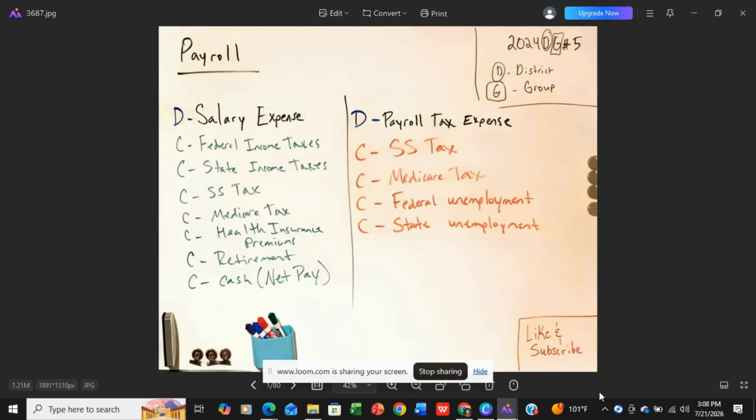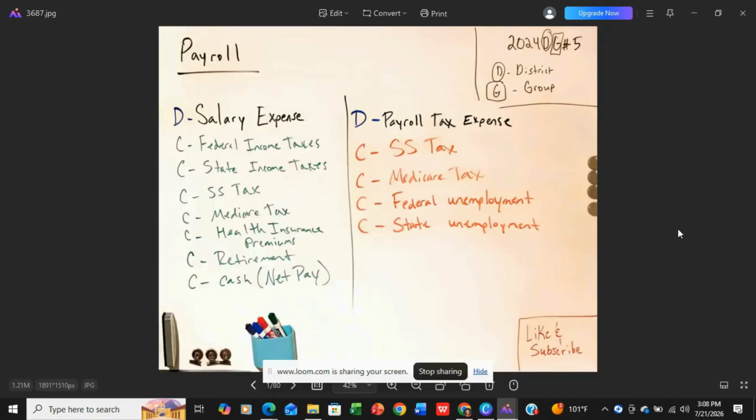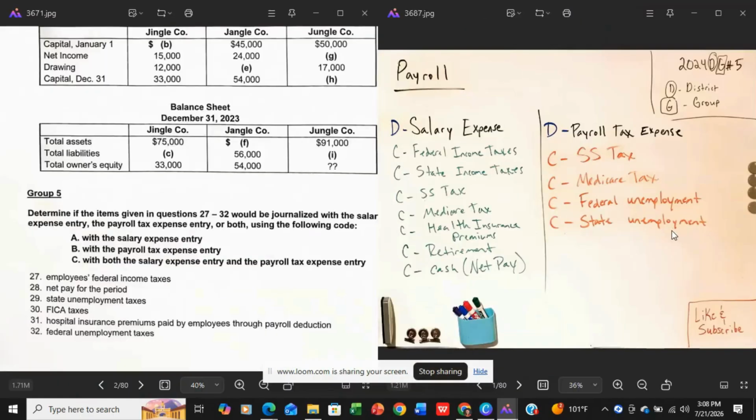Now let's go ahead and pull up the test, group 5 from the 2024 district test. Here it says, determine if the items given in questions 27 through 32 would be journalized with the salary expense entry, the payroll tax expense entry, or both. Now, what we just talked about, you saw that the only two things that are both are Social Security and Medicare. They're also known as the FICA tax. It's just those two together. All right, so let's go ahead and answer our questions.